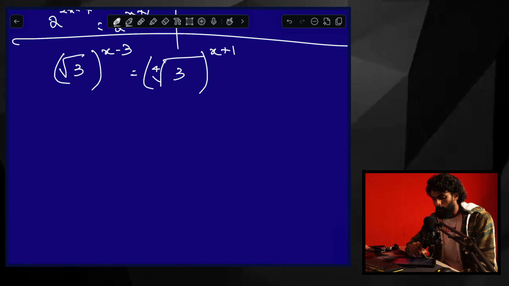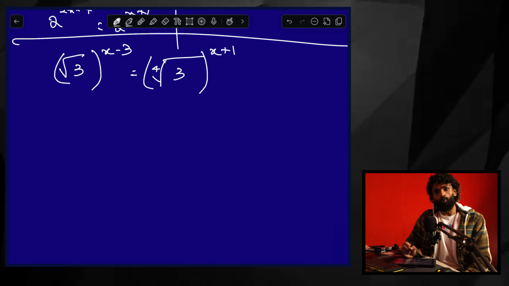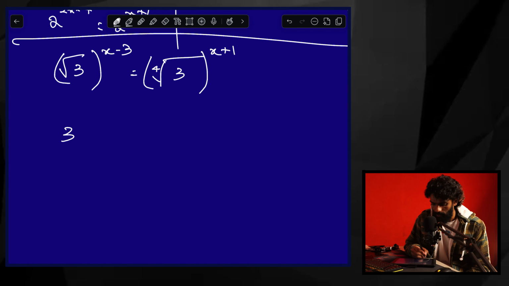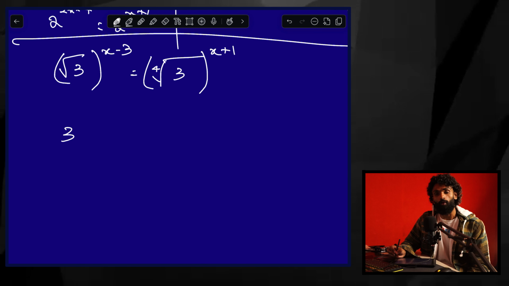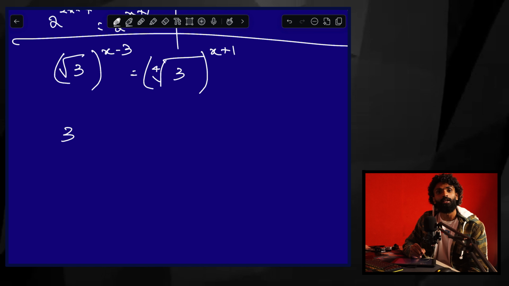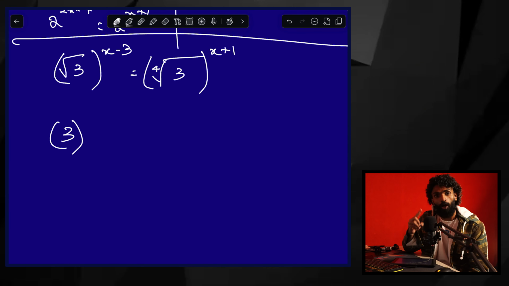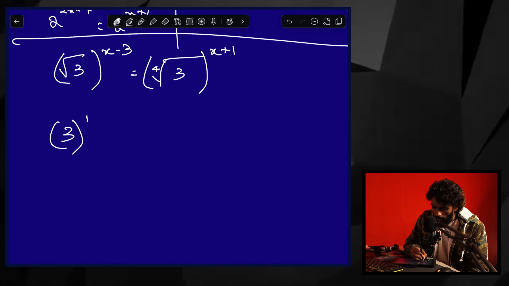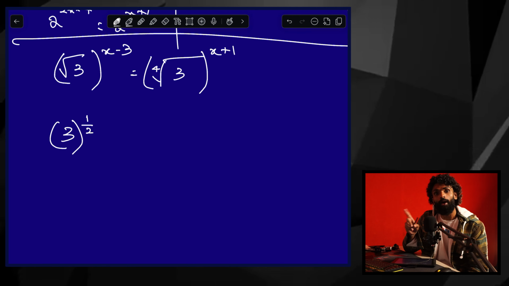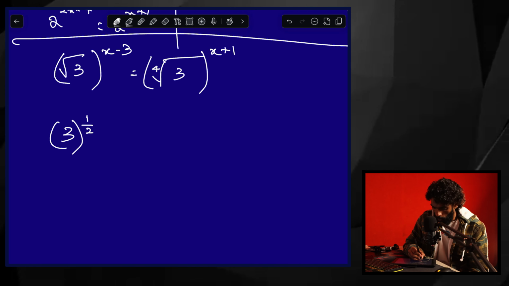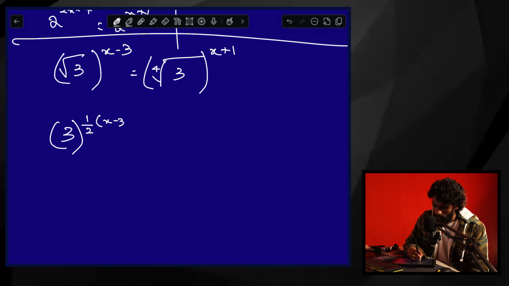So right now, on both the sides, I'm not comfortable with the root there. So what do I do? Left hand side, I write 3 as it is. This time it's a square root, because there's no number, meaning by default it's a square root, which means 2. I write the base as it is without the root. I write 1 by 2. Why 2? Because square 2 on top, into x minus 3 was there as it is.